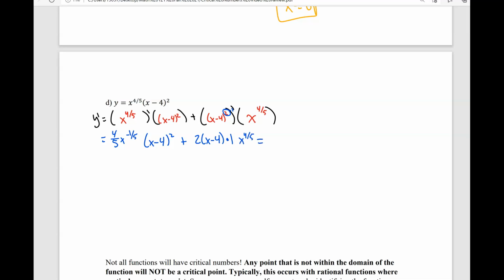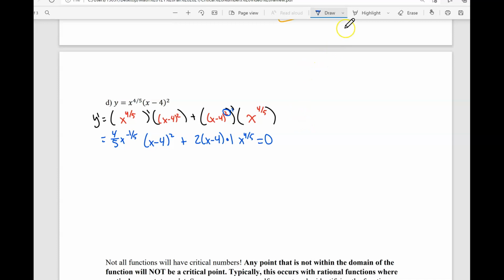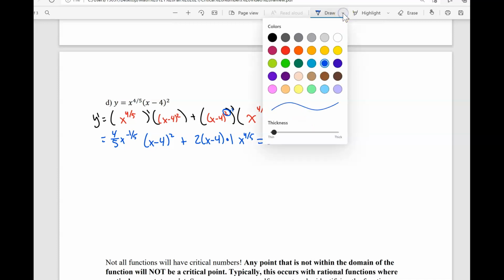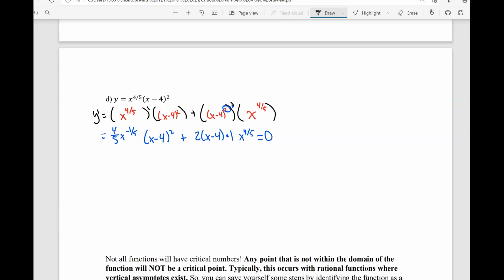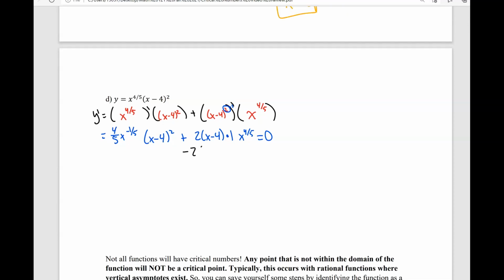Okay, and now we're going to set this guy equal to 0. Okay, so what I'm going to do, well, there's many different things that you can do in this case. One of them is you can factor out the highest powers, but this is what I'm going to do. I'm going to move this guy over, so minus 2 times x minus 4 times x to the 4/5 to the other side.